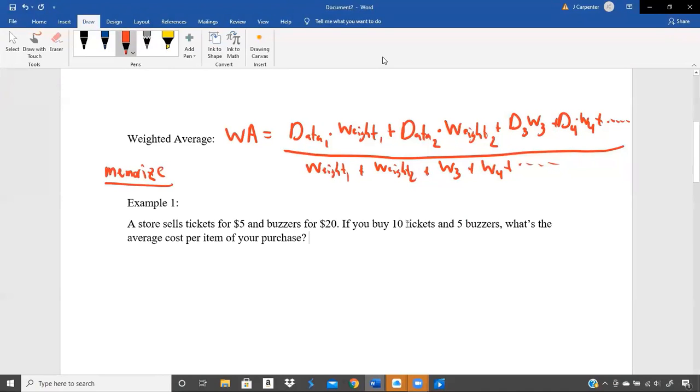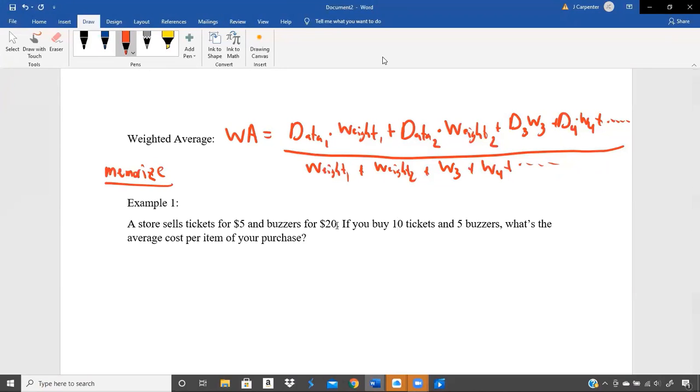But then what we're going to do is we're not just buying one of each. If we bought one of each and you wanted to know your average cost per item, you would take 5 plus 20, and you'd get 25. You divide by 2 because that's your number of items, and you get $12.50. So if you bought one of each, your average price per item would be $12.50. And that's because the $5 makes the average a little lower, the 20 makes it a little higher, and that $12.50 is between those two.